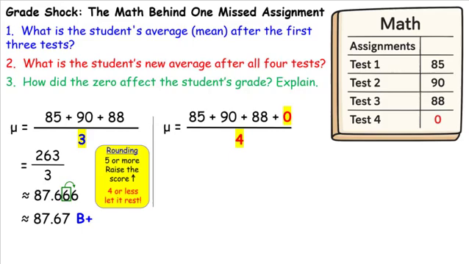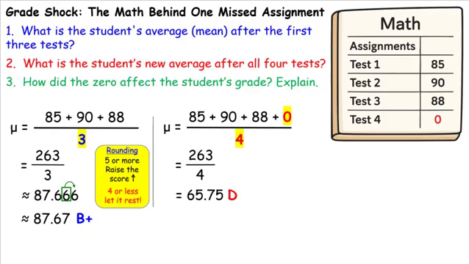Now let's input that 0. Now we have 4 values, so our denominator is 4. This is now 263 divided by 4, and this is 65.75, which is a D. So this student went from a B plus to a D because maybe they weren't feeling well that day, maybe they were mad, who knows, but they scored a 0.